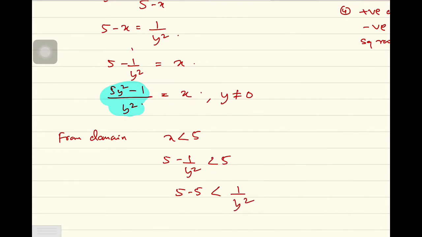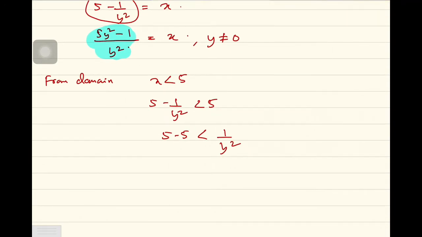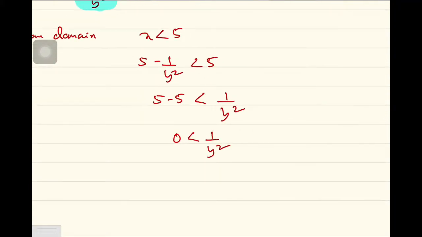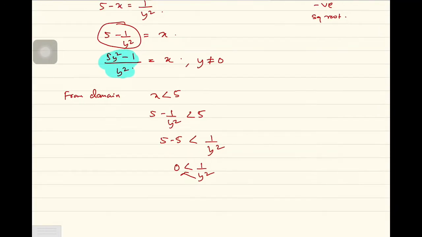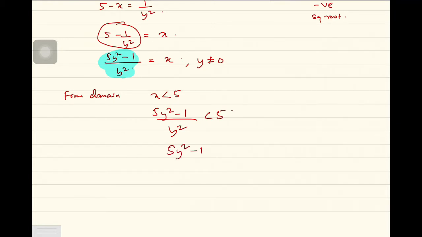I've used this upper one rather than using the lower one actually. You can use the lower one as well, no problem with that. So 0 is less than 1 by y square, correct? And now, this is interesting. If I take it this side, then I'm getting 0 is less than 1. That's obvious fact, isn't it? Let me use the highlighted function only. So 5y square minus 1 by y square is less than 5. So 5y square minus 1 is less than 5y square.